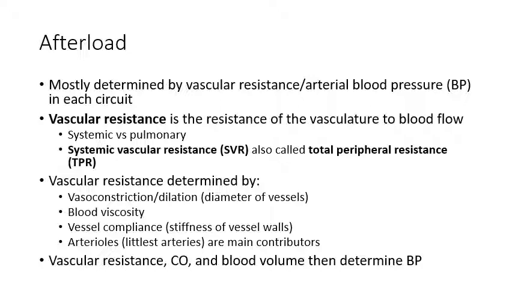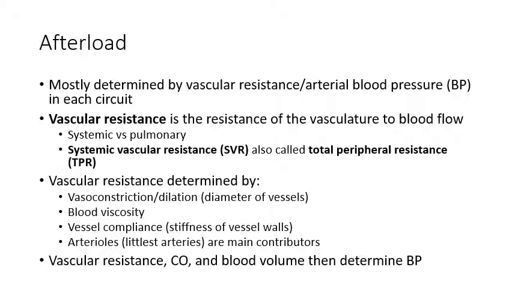Vascular resistance is determined by vasoconstriction or dilation, which would mean the diameter of the blood vessels. Vasoconstriction would mean vessels that have a smaller diameter because they're contracted. Vasodilation means a larger vessel because its walls are relaxed. It's also determined by blood viscosity, which is how thick the blood is, and by vessel compliance, which is how stiff the blood vessel walls are.